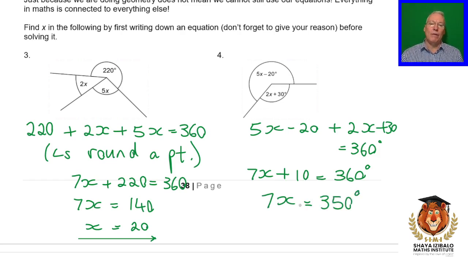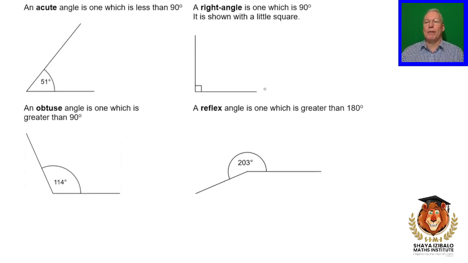We don't want 7 times x, we just want 1 times x. How do we undo timesing by 7? That's right, we divide by 7. On which side? That's right, on both sides. 350 divided by 7 is 50 degrees, and there's our final answer for that one. As we said, there's some extra space here to make up some extra examples.